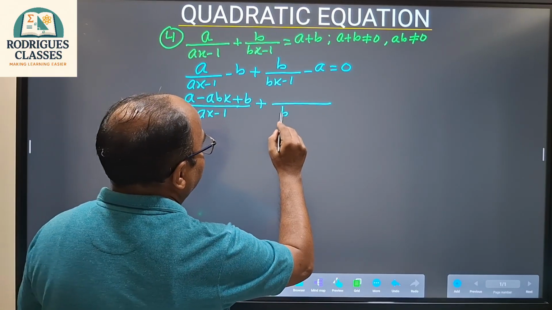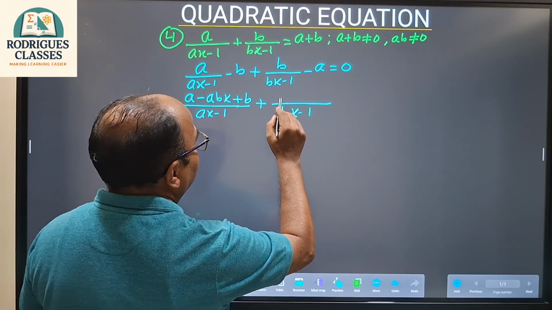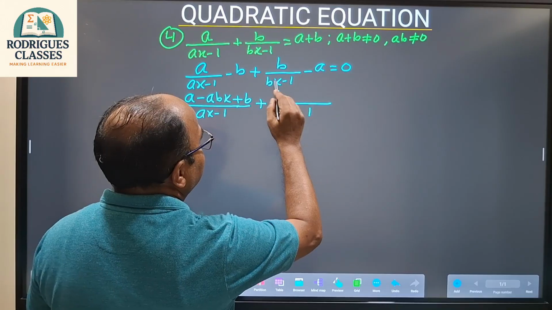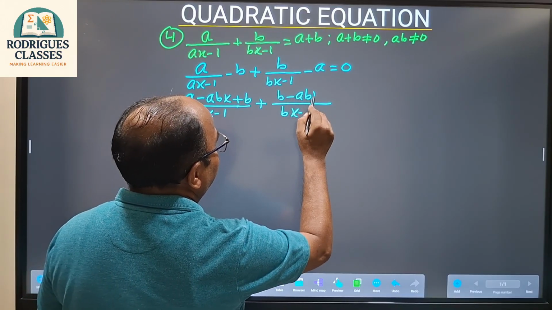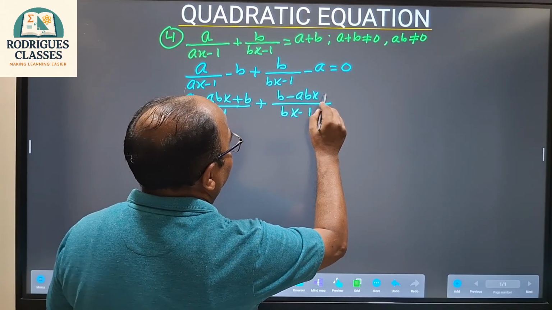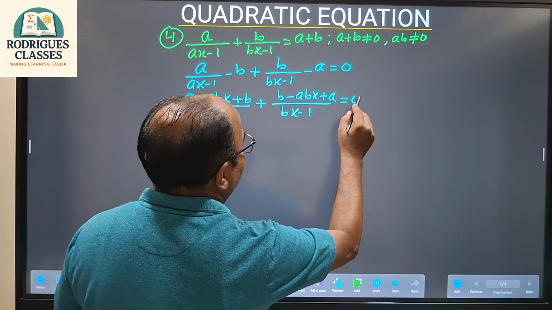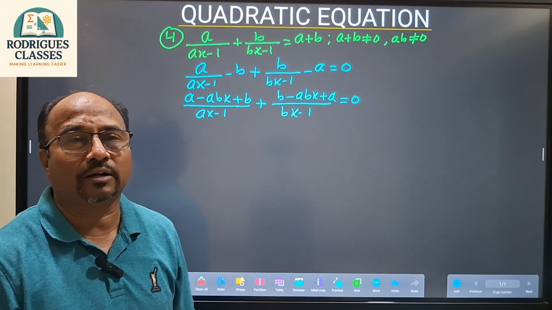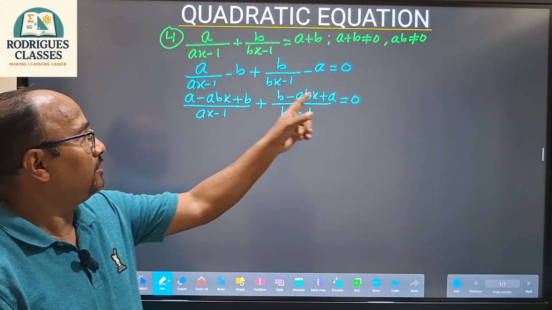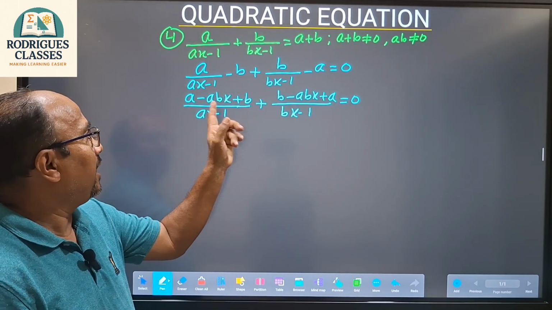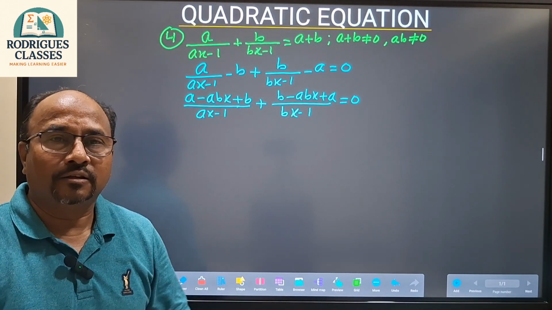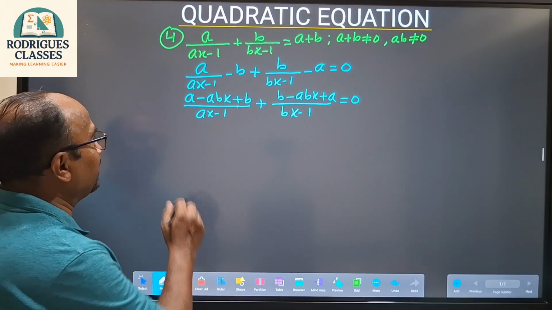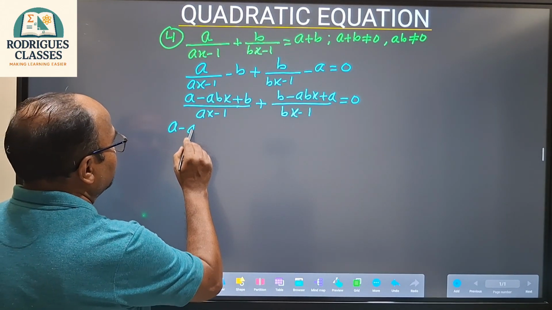Same thing happens here. LCM is bx minus 1. So b here minus a into bx, minus abx, minus a into minus 1, plus a equals 0. Now take a look at the numerator of both the parts. You have a, you have plus b, and you have minus abx. Because the numerator is the same, we can now take that common.